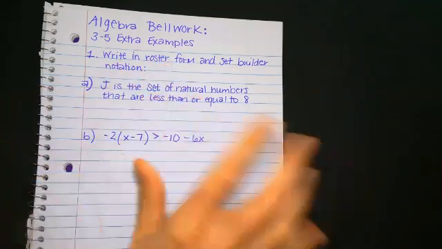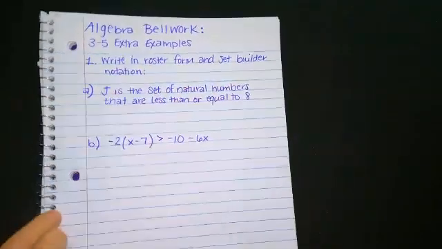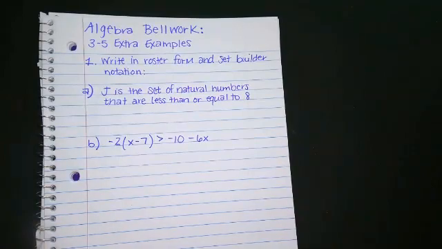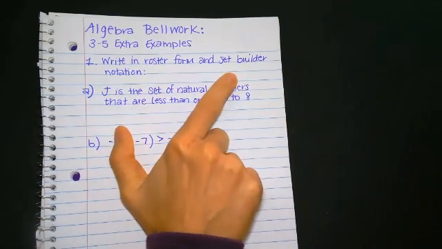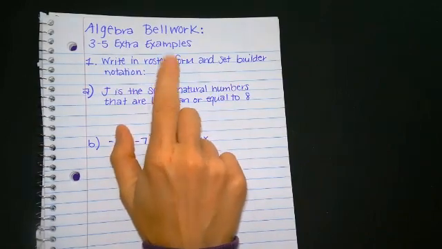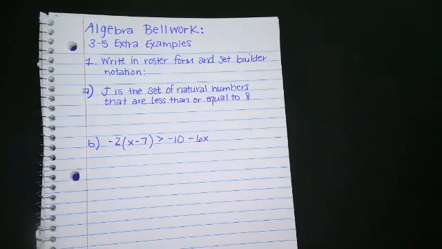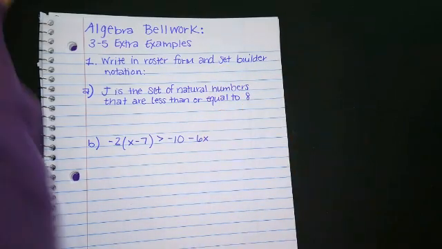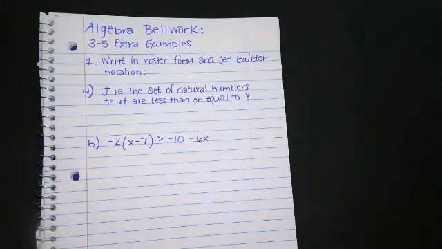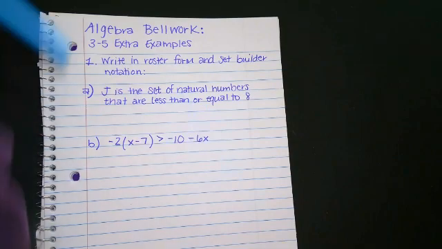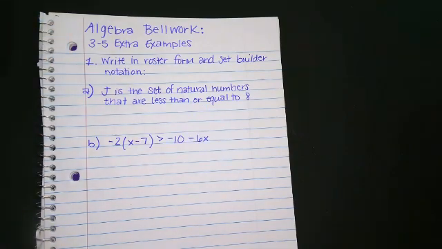Okay, so let's do some bell work to go over the first part of 3-5. The main thing in 3-5 in the beginning is writing stuff in roster form and in set builder notation. Remember that roster form is really to list it out, and set builder notation has a specific way to write it. So let's talk about this. Let's do the first one, and you can pause the video if you need to so that you can write this all down, because I know it's kind of a lot, but I recommend putting this in your notes so that you have it for the next test.